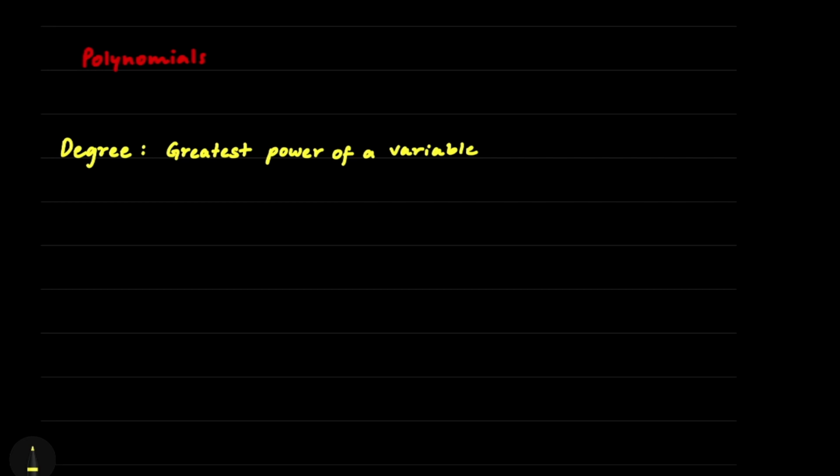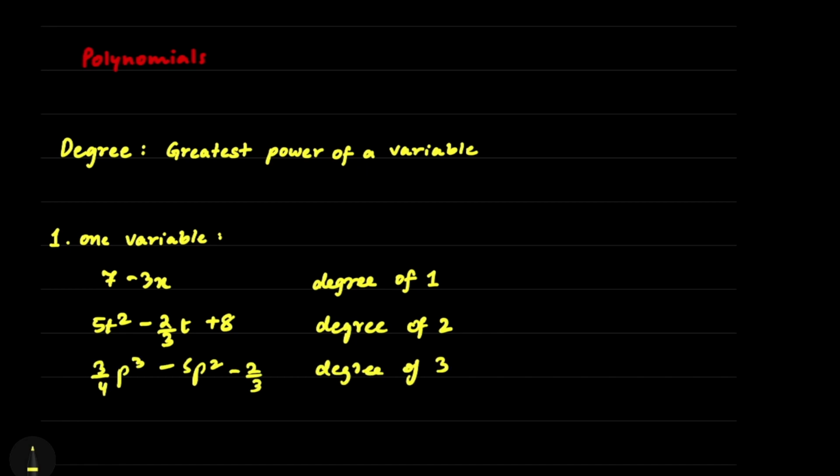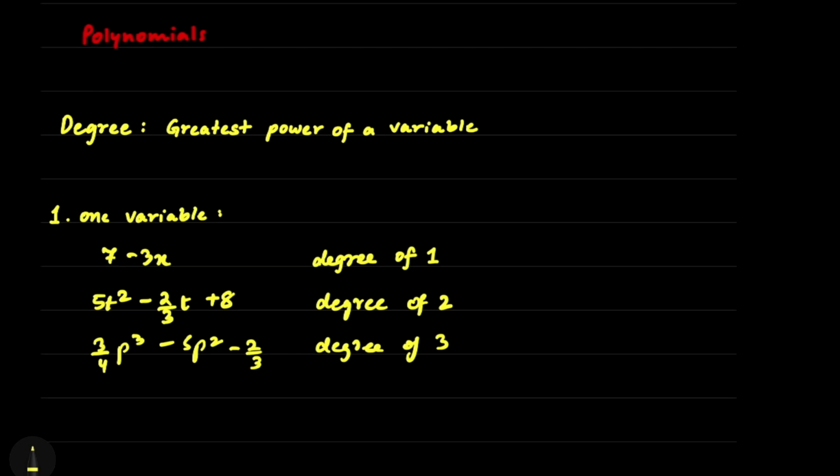Let's start with the first one, where we have a polynomial in one variable. We can have some examples like 7 minus 3x, and that is a polynomial with a degree of 1. We can also have 5t squared minus 2 by 3t plus 8, and this polynomial has a degree of 2. We can also add some expressions where we have a polynomial of degree 3. And that's how it goes on. You can write it as much as you want. Let me give you an example where an expression looks like a polynomial, but it's not. Let me show that to you.